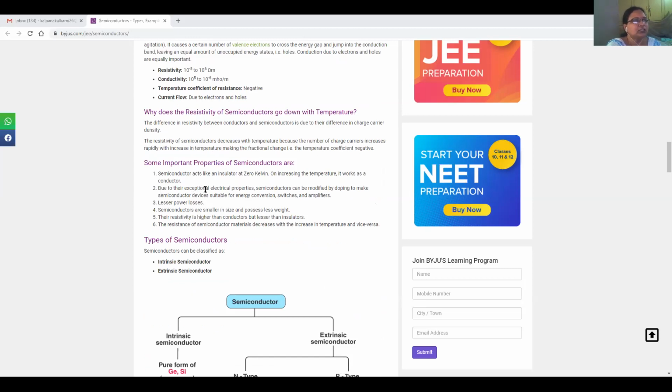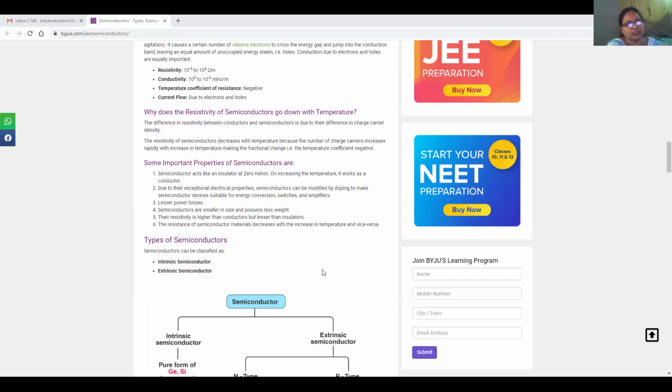Due to their exceptional electrical properties, semiconductors can be modified by doping to make semiconductor devices suitable for energy conversion, switches and amplifiers. So lesser power losses is there. And then semiconductors are smaller in size and possess less weight. Their resistivity is higher than conductors but lesser than insulators. The resistance of semiconductor materials decreases with increase in temperature and vice versa.